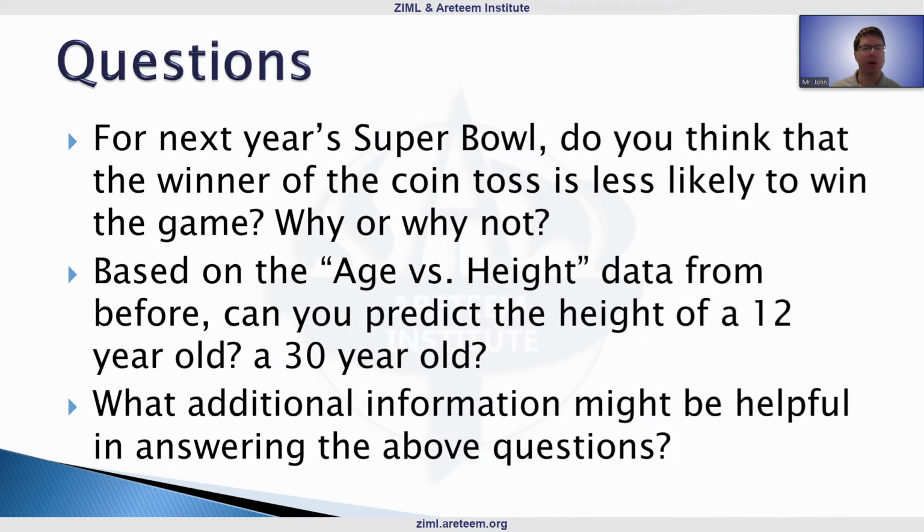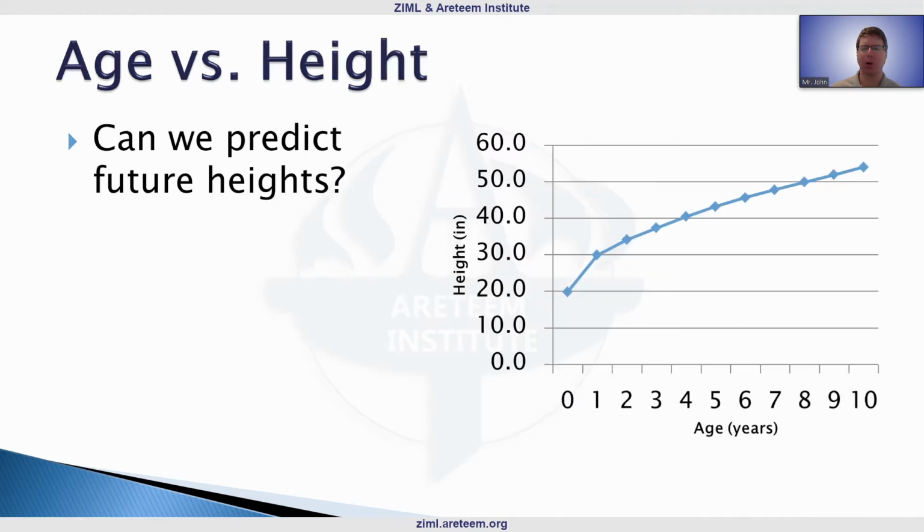Quick review of the questions we posed last time. For next year's Super Bowl, the coin toss question, do we think the winner of the coin toss is less likely to win the game? Why or why not? And then based on our age versus height data, can we predict the height there? So let's tackle the more natural one of the age and the height first. So we have our age versus height data. We have it in chart form here.